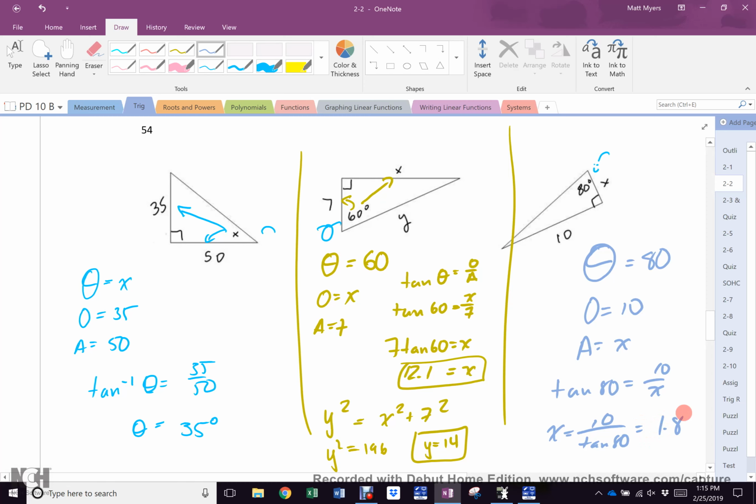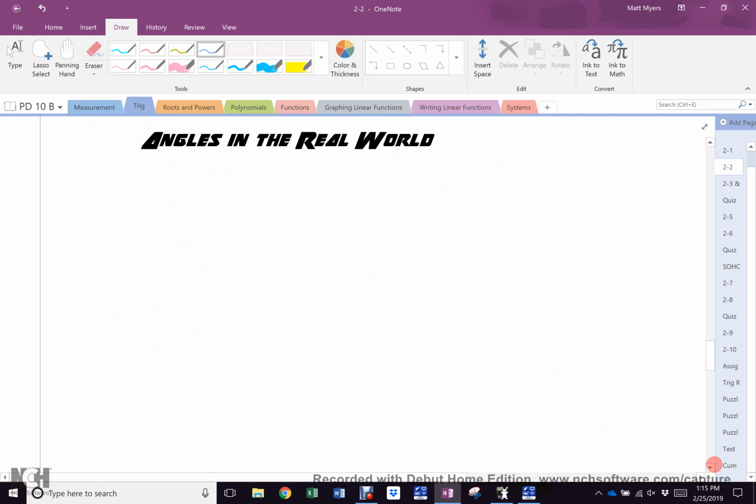Is everybody good with the beginnings of trigonometry? Yes? Okay. Now, angles in the real world. Please take the white space you have here, cut it in about 1/3, 2/3 up and down, and then cut the bottom section in half. So you have a T sort of situation going here.